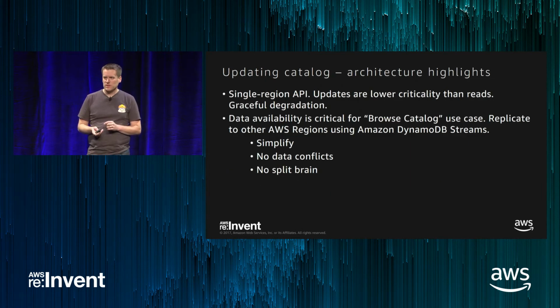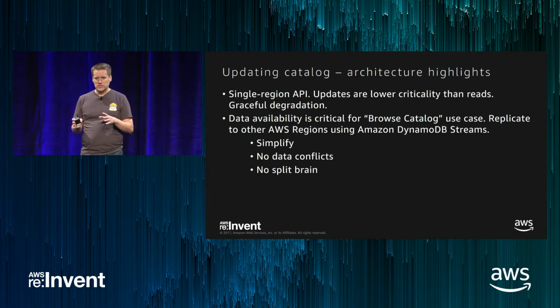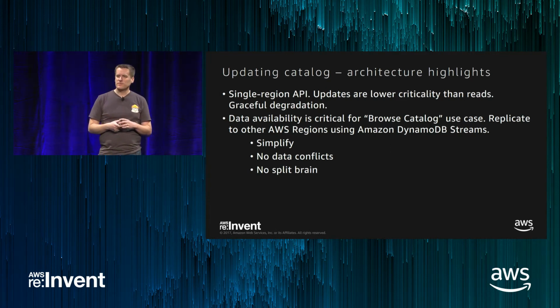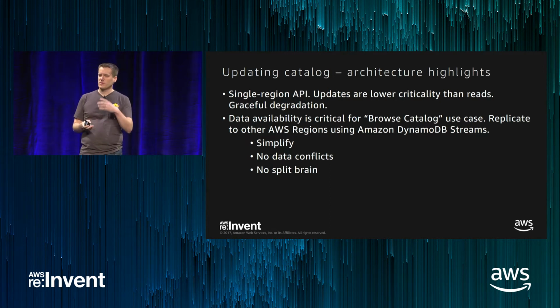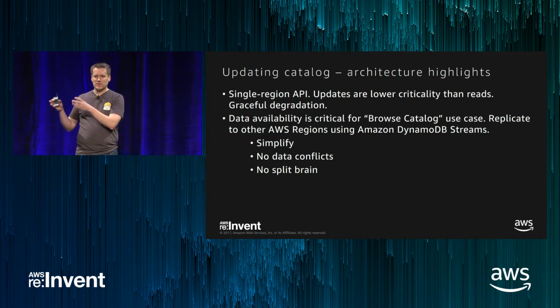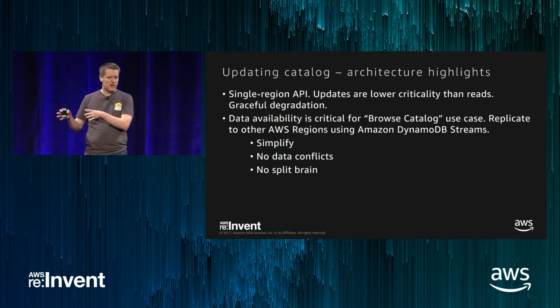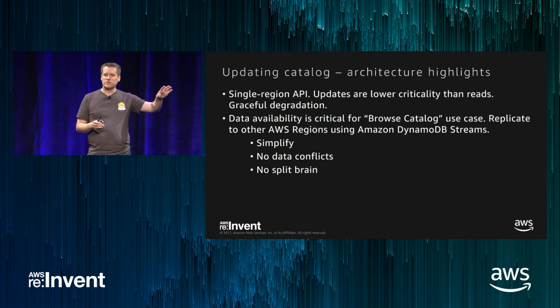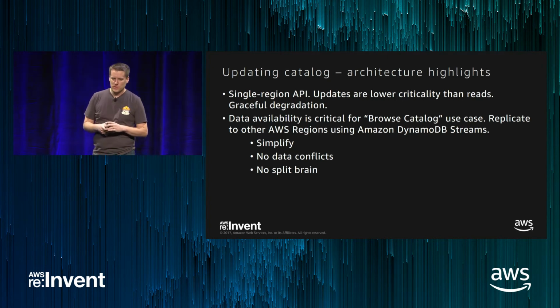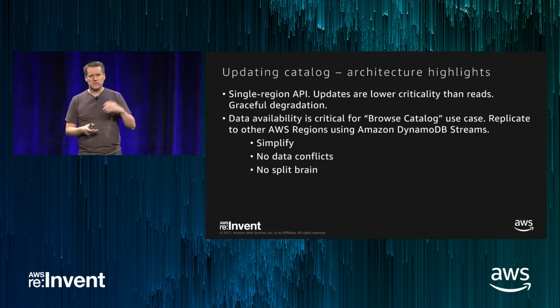So the highlights for this architecture is that single region API. Because we have multiple microservices, it does allow for graceful degradation. Even if that region that has the updating catalog microservice in it goes down, we can still do browsing. We can still do browsing and have that critical revenue service still being up.